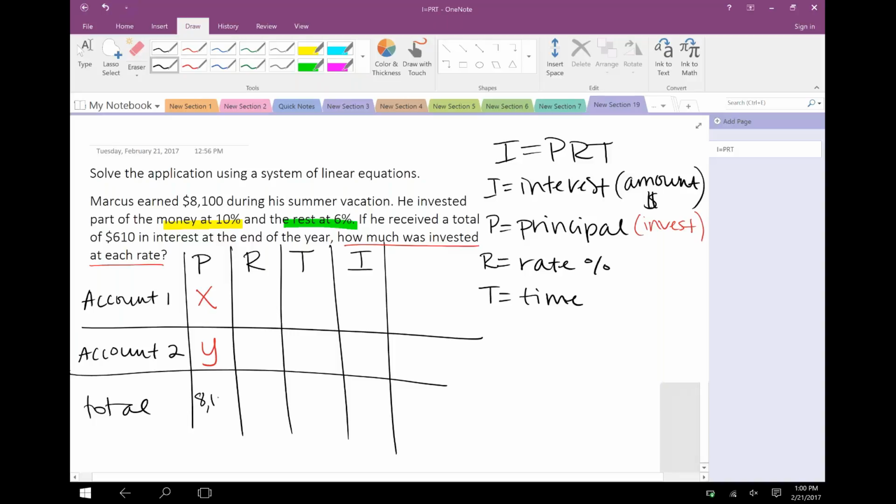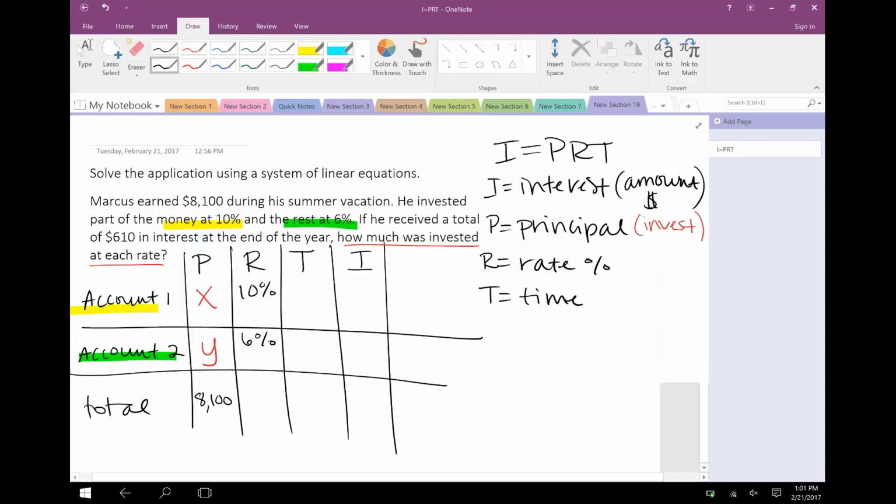That was $8,100. So that's everything we know about his principal amount, which is the amount he has to invest. Okay, the rates. So what's the rates for each one? So the rate for account 1, which I'm using yellow to highlight, was at 10%. The rate for the second account was at 6%.